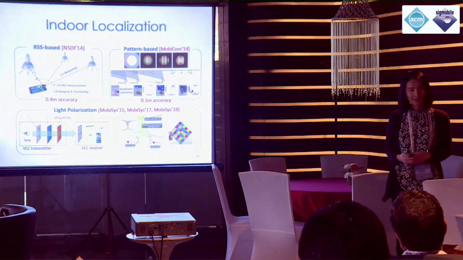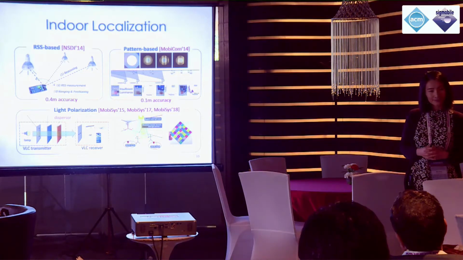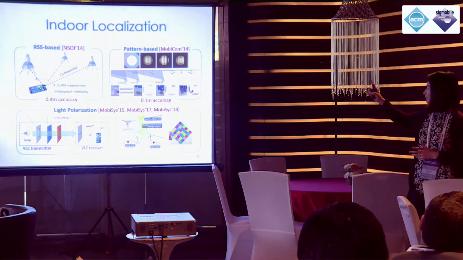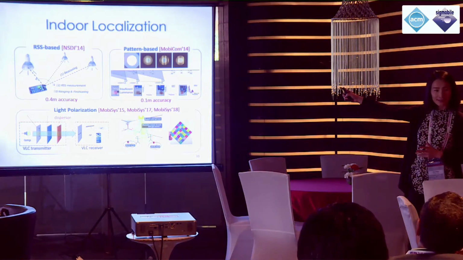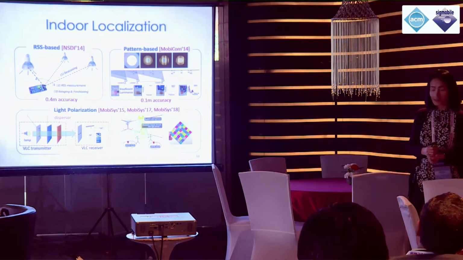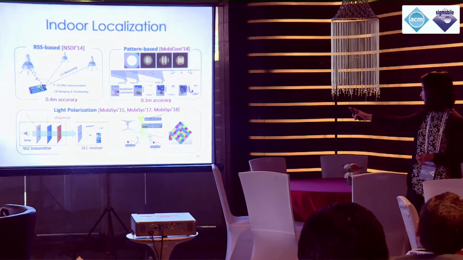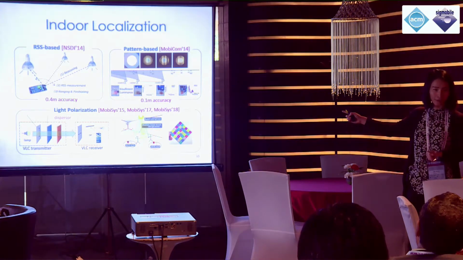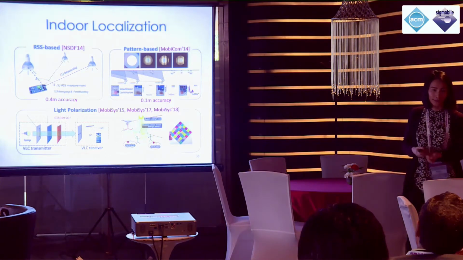So for all of these three methods, the receiver is a camera, not a photodiode. For the first one, the RSS-based, the receiver is a photodiode. And for the light polarization, I believe a few are using photodiodes as well. Not all of them are using cameras.